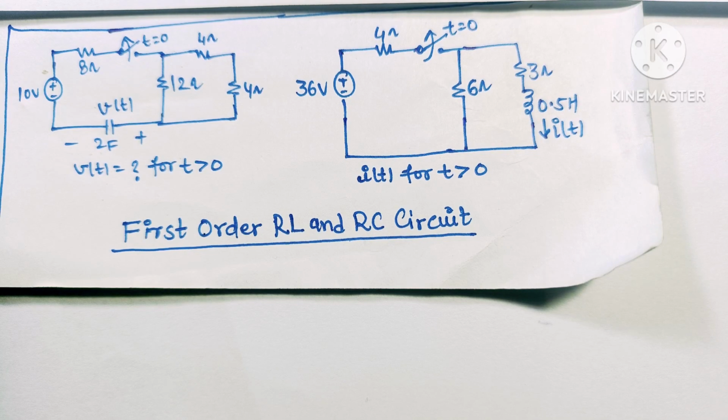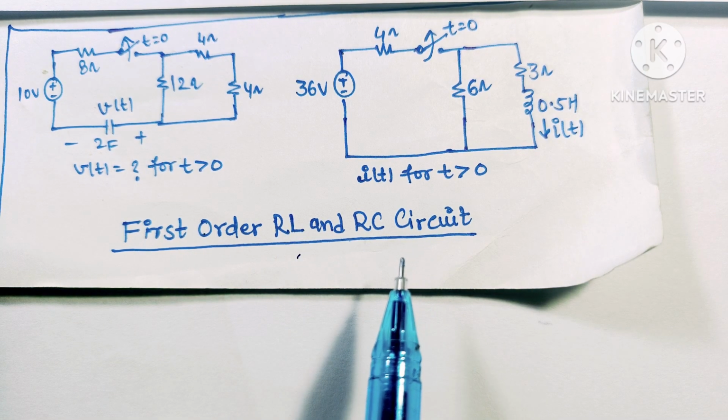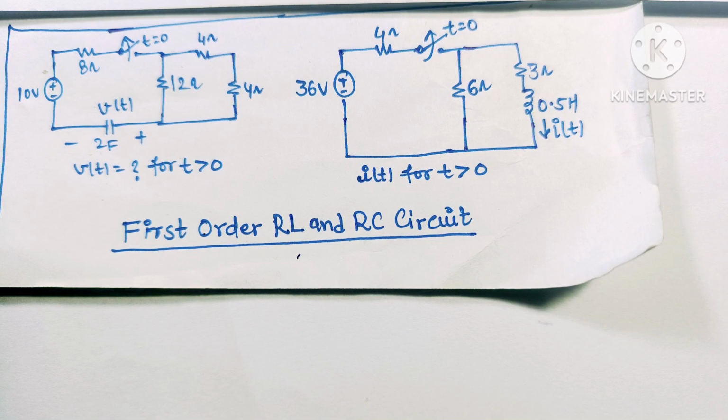Let us see a new series of lectures. In these lectures, we will see second order circuits. First of all, let us see what we have seen in our previous lectures. In our previous lectures, we had seen that there was a first order RL or RC circuit for which we have to calculate the value of voltage or the value of current for t greater than 0 seconds.